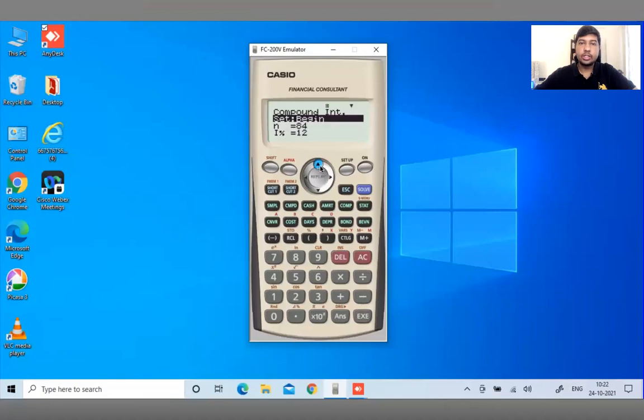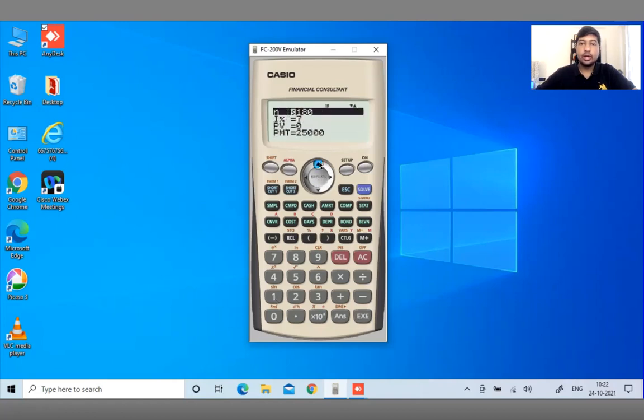Go to CMPD function, set change from begin to end, press EXE button, choose option number 2, press EXE again. So your set is changed to end. N will be 180. So 15 years into monthly payments is 180 payments. I will be the interest rate, which is 7%. PV is something that we need to find out. PMT is 25,000. Then FV is 0. Payment per year is 12. Compounding per year is 1.